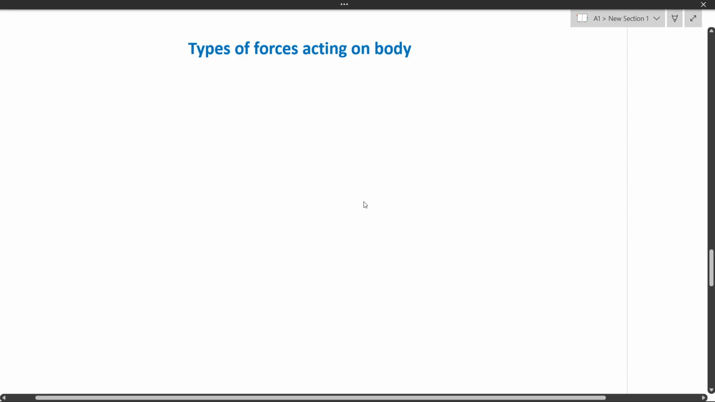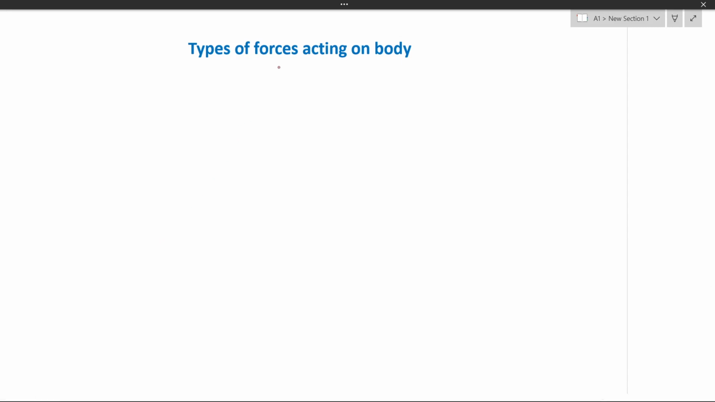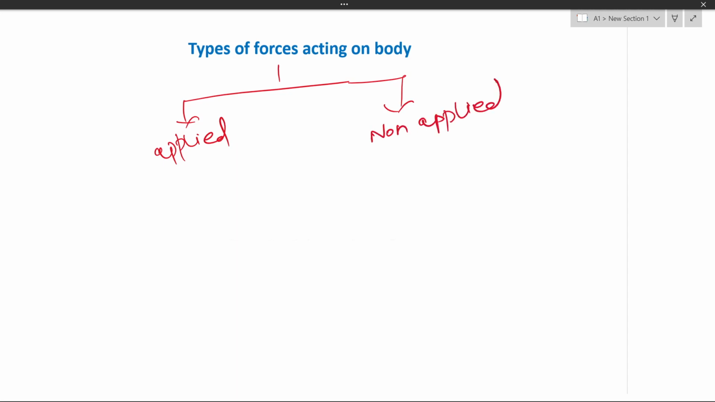Then the types of forces acting on a body we generally categorize into two types, that is applied and non-applied. Applied means the force that we apply externally, and non-applied means that it is available internally, like weight and reactions.